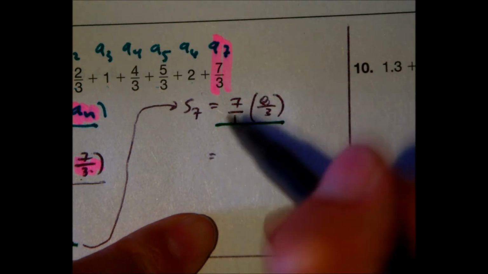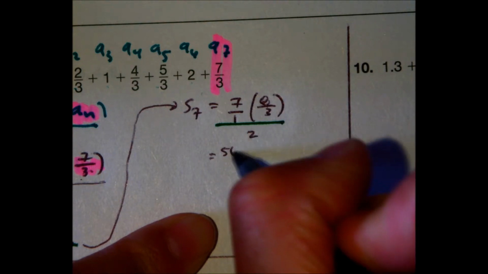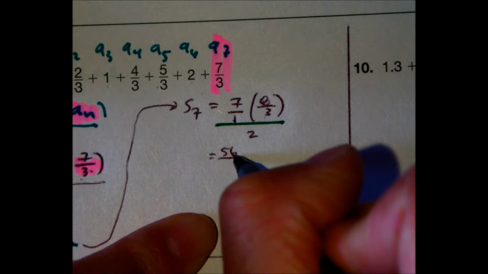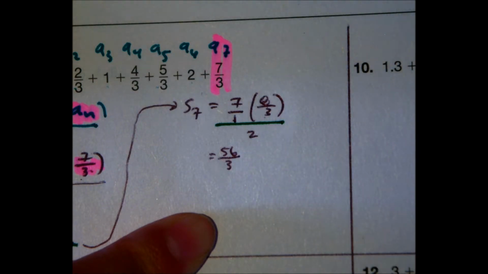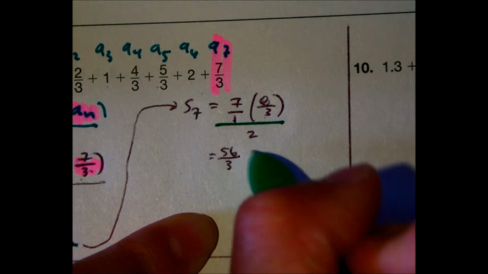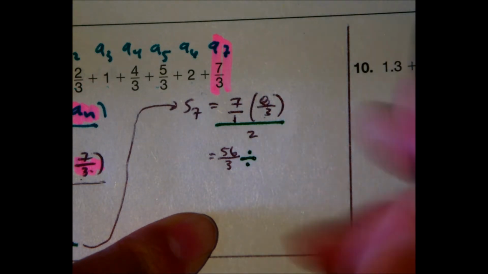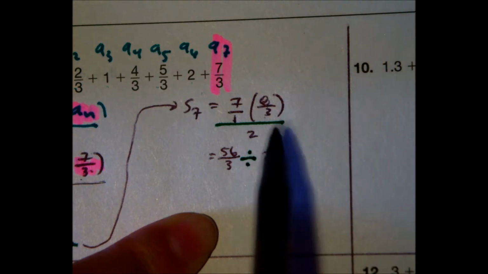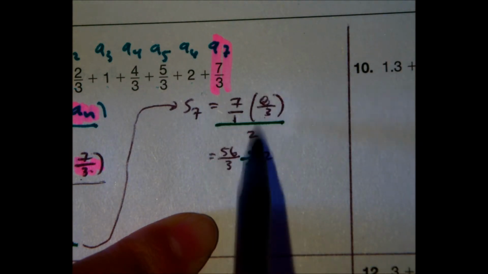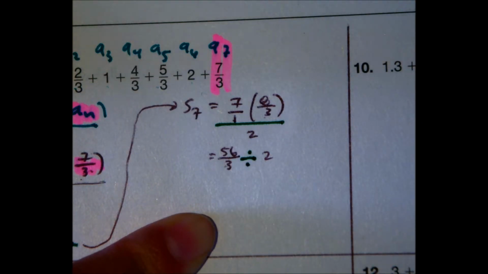And then now I'm going to multiply across here. What do you get? 56 over 3. Now pay attention. To divide the fraction, this is a vertical. Now I'm going to take it horizontal. The division sign, I'm going to turn into division. Because this reads 56 over 3 divided by 2. This is the same thing: 56 over 3 divided by 2.